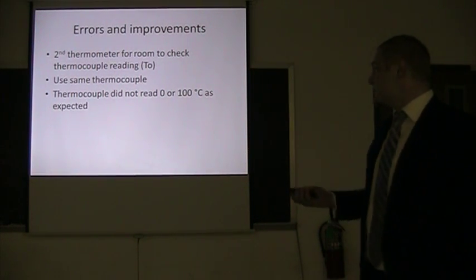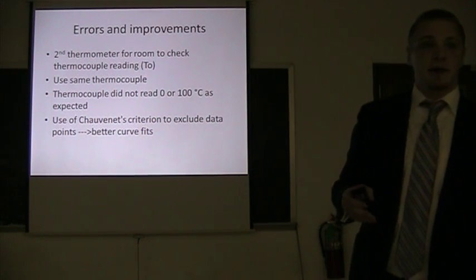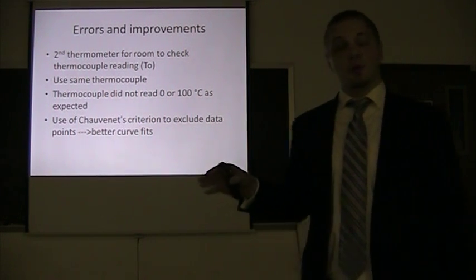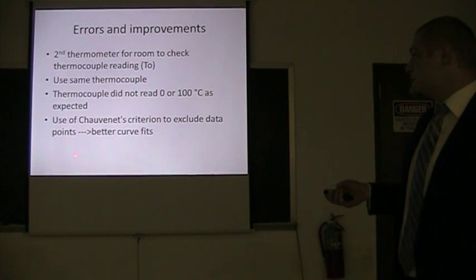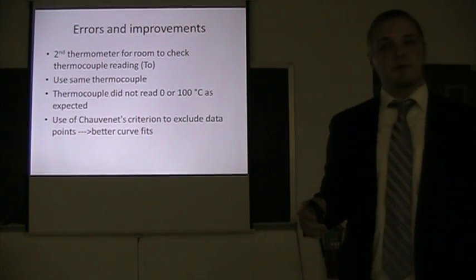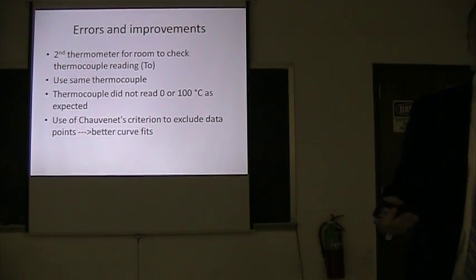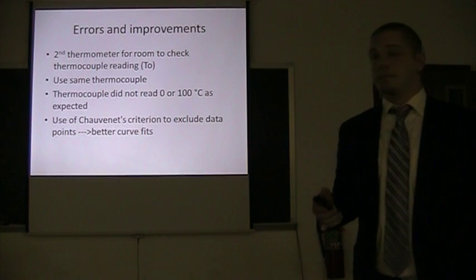And then, as I showed in my past slide, I may have used some data points that threw off the tau from the line of best fit. If we used something like Chauvenet's criterion with standard deviation, we should be able to eliminate some of the extra noise in those data points, which would give us a better curve fit and a more accurate tau.